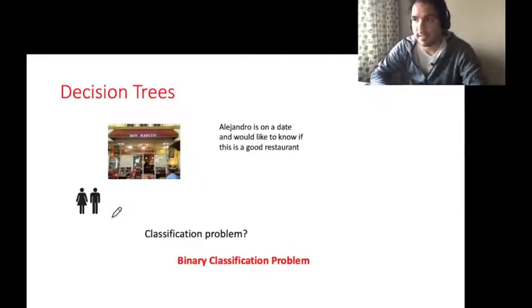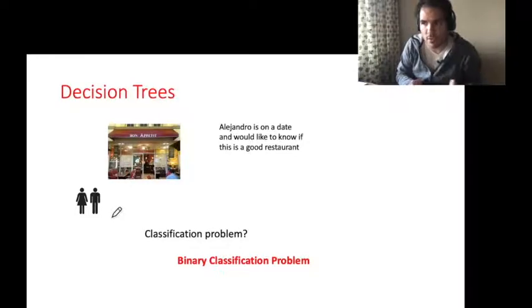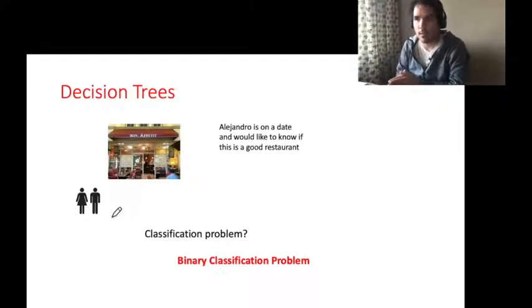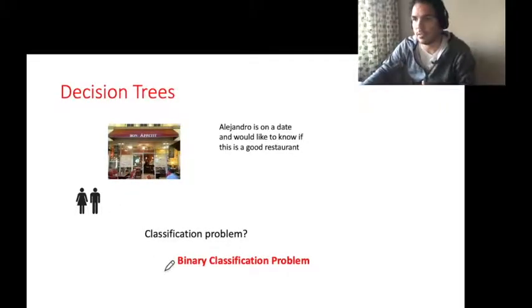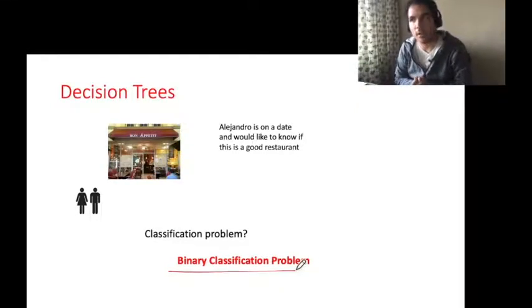So before starting to work on decision trees, remember that in a classification problem we want to predict a class, a category. We are going to have a set of features, and then we have a category. Most of the time we are going to be assuming that we have a binary classification problem, but we can also have a multi-class classification problem.